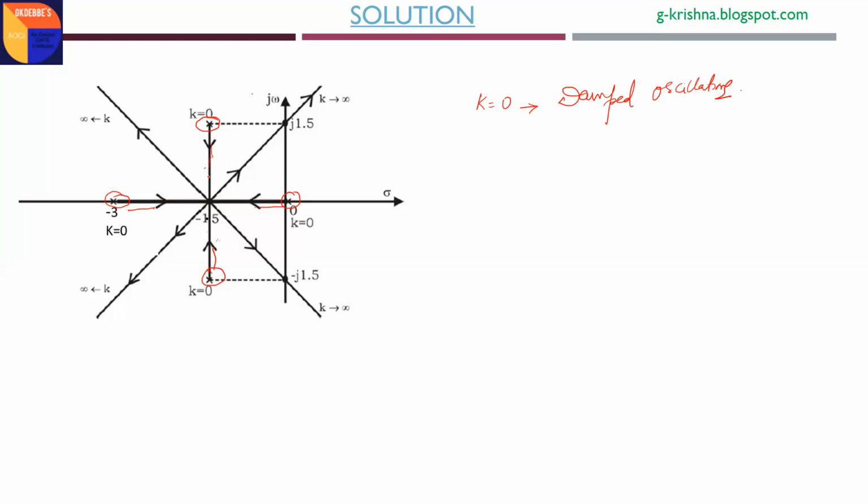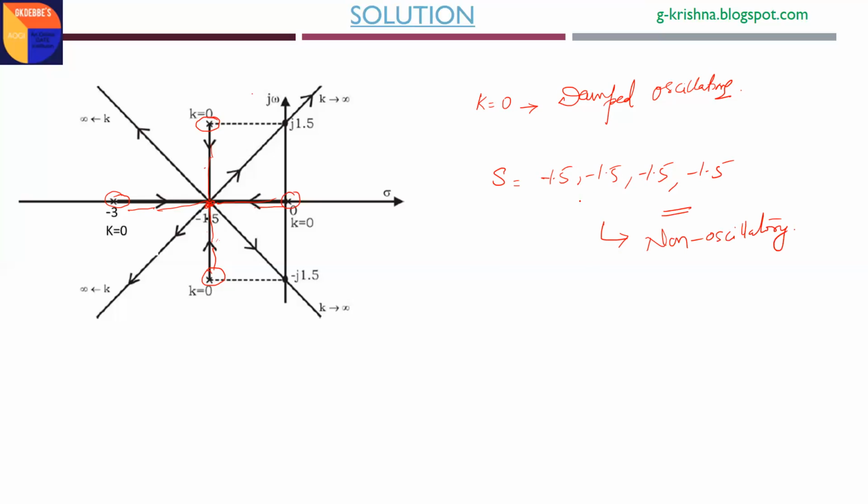Exactly for one value of gain K, all these 4 poles meet at minus 1.5. Means all the 4 poles become minus 1.5, minus 1.5, minus 1.5, minus 1.5. All the 4 roots of the characteristic equation come onto the real axis at minus 1.5 for a particular gain. Here all the roots are real and equal. Hence, the response will be non-oscillatory. When all the roots are only on the real axis, it will be non-oscillatory.